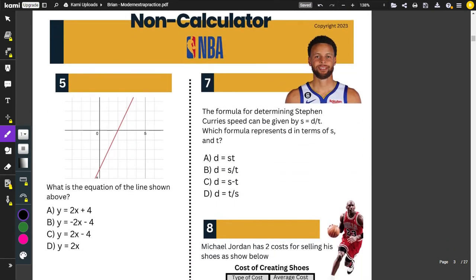All right, on to the final question. This question is asking us to find the equation of the line shown. So we can already see this has a slope of 2. It rises and runs by 2. So y equals 2x, and it has an intercept at -4. So -4, and we can see that our answer choice is C.